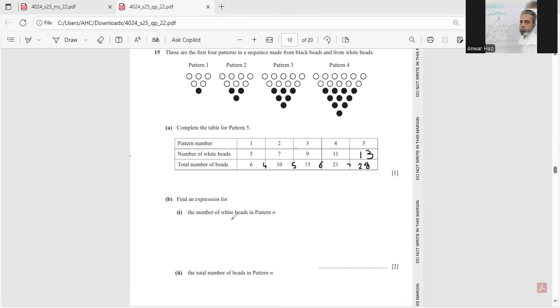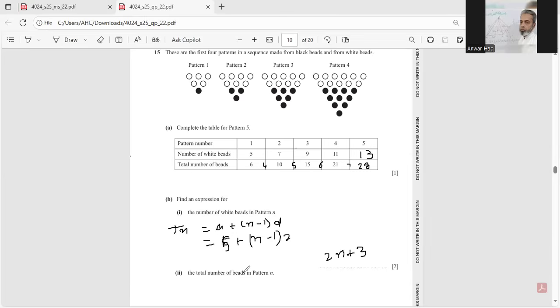The number of white beads in pattern n will be, this is linear because the first difference is same, so Tn is equals to a plus n minus 1 into d. Put the value of a. First value is here 5. 5 plus n minus 1 into d is 2 here. So after simplification, you will get 2n plus 3. This is nth pattern.